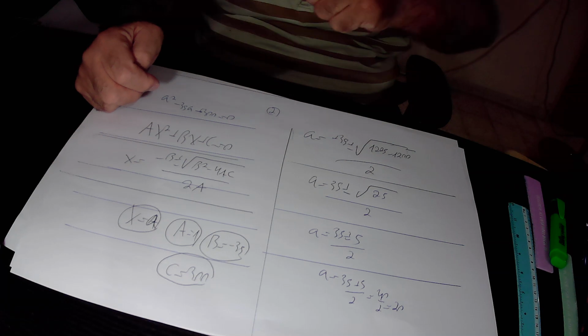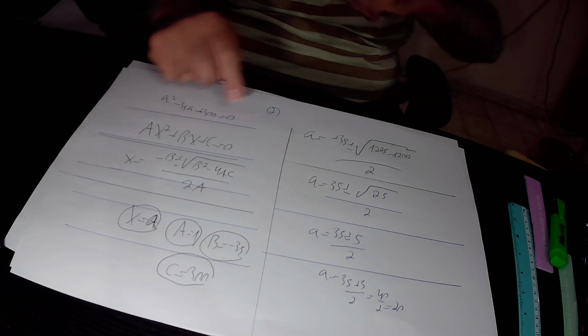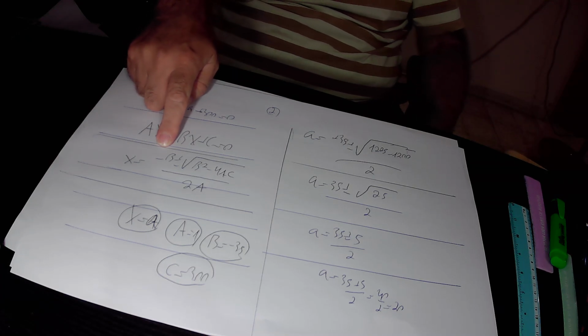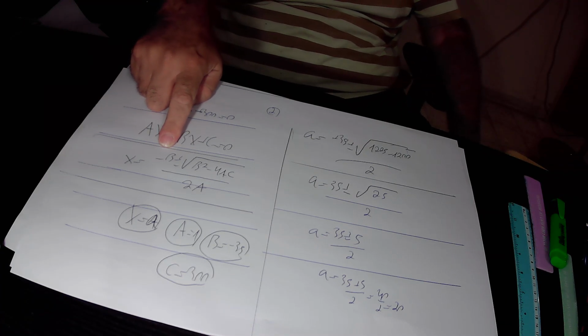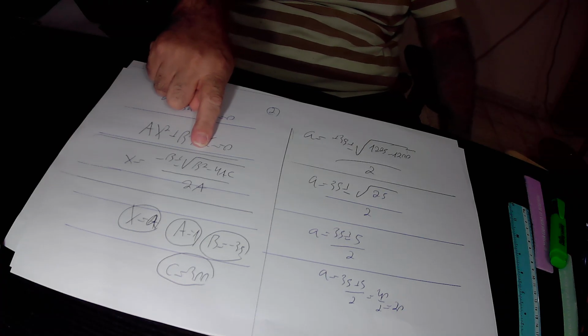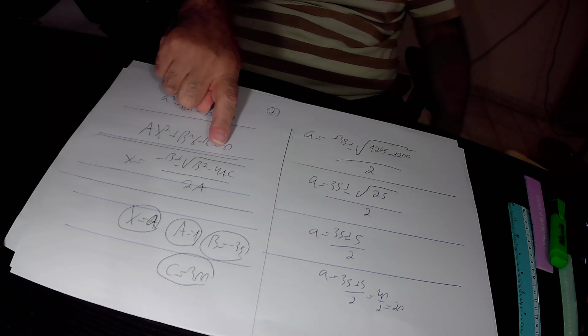So we did it, and we find that x equals a. So we substitute x by a, and it equals minus b. B is 35, therefore minus b is minus 35, plus or minus the square root of b squared. B is 35, therefore b squared is 35 squared, that is 1225, minus 4 times a times c.